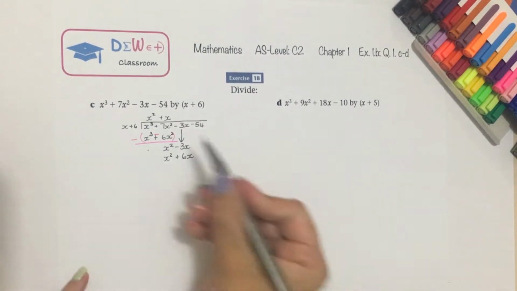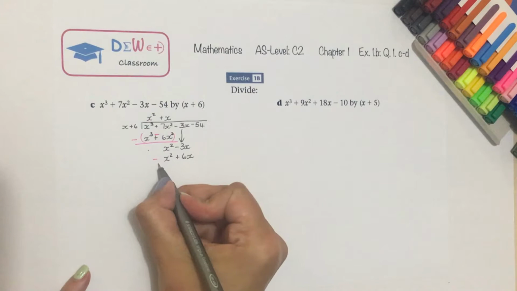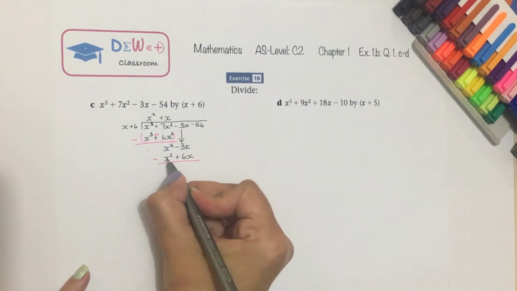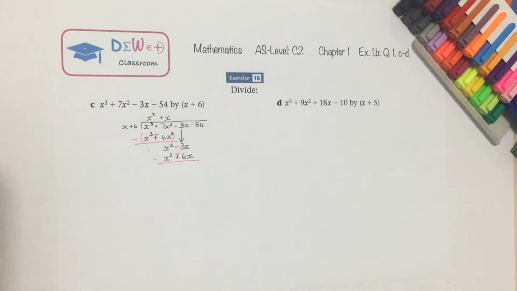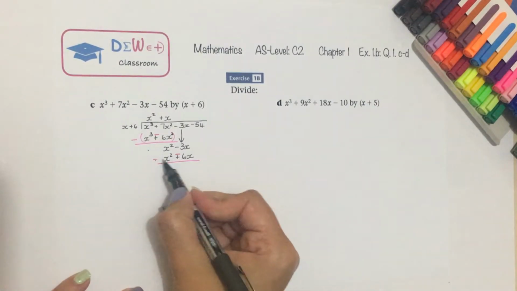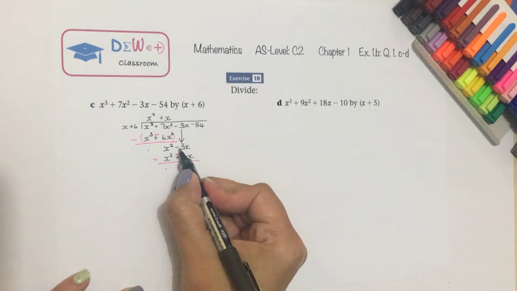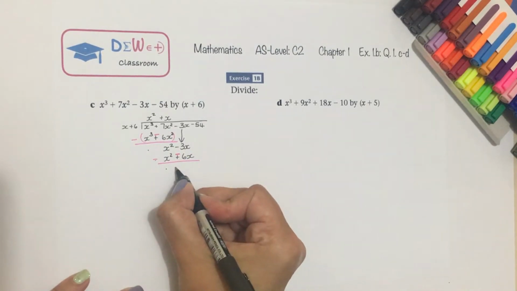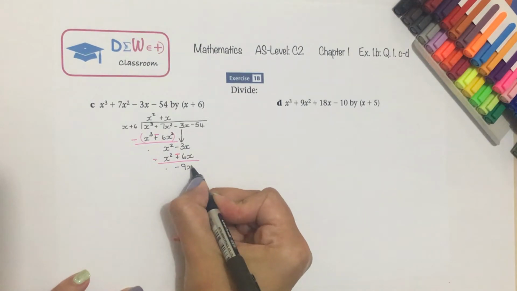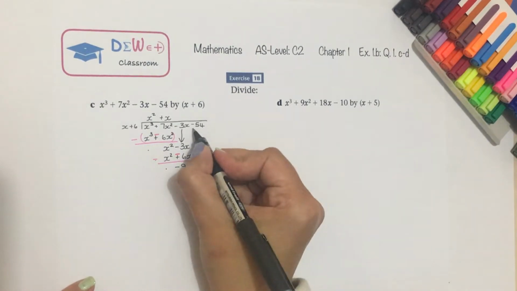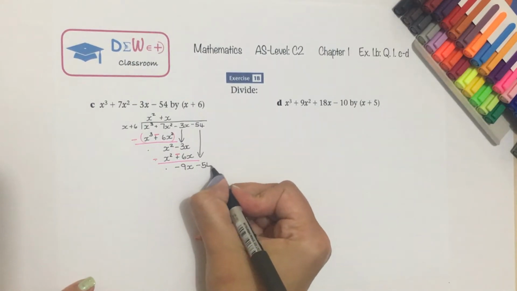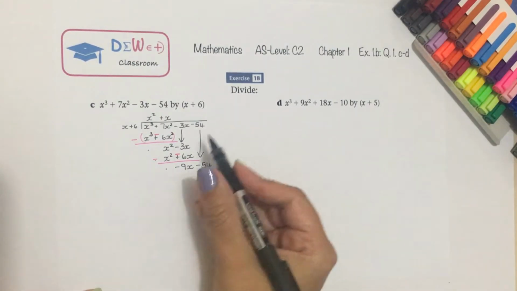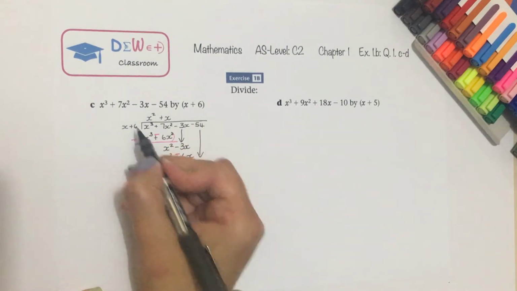Now we need to subtract this whole thing. And when we subtract, we change this positive sign into a negative, and that positive changes into a negative as well. x squared minus x squared is 0. Minus 3x minus 6x is minus 9x. Right? Then we need to bring down that negative 54. When we're going up, we ignore the last part.